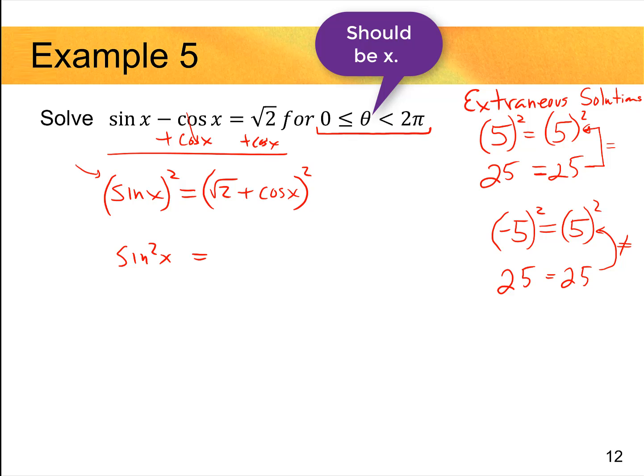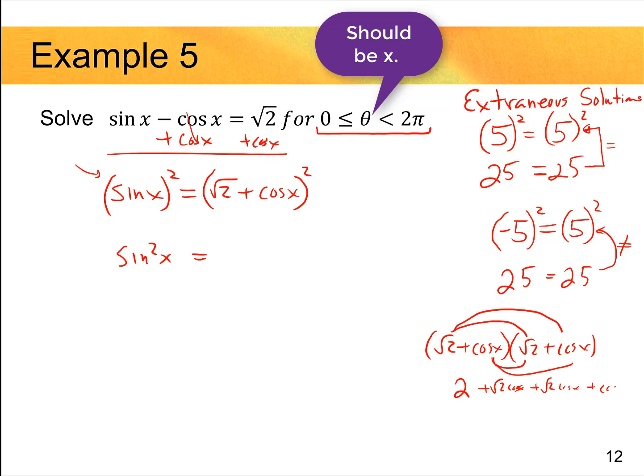So this is somewhere on the side, maybe over here. I'm going to do it on the side over here. I have to FOIL this out right here. Root 2 plus cosine x, root 2 plus cosine x. And if you know the shortcut of FOILing it out, go for it. If you don't, follow me here. So square root of 2 times square root of 2 is a 2. Square root of 2 times cosine gets you root 2 cosine x. Another one gets you another root 2 cosine x. And then at the end, cosine x times cosine x gives you cosine squared x.